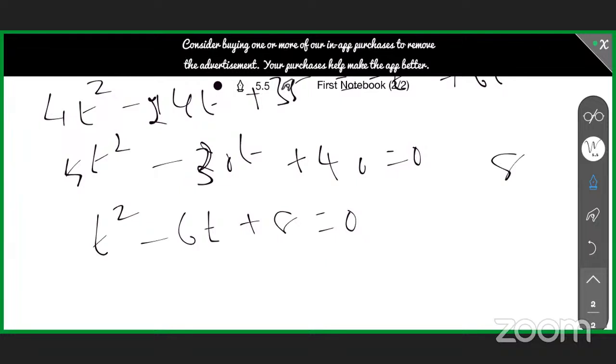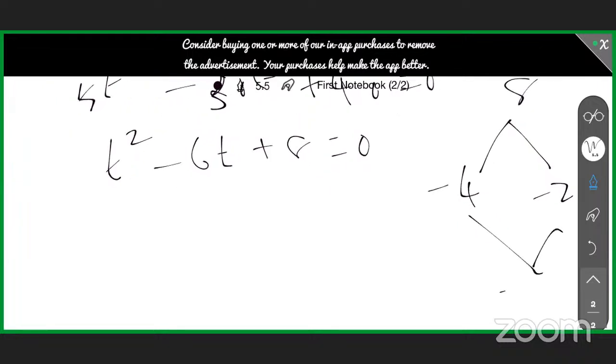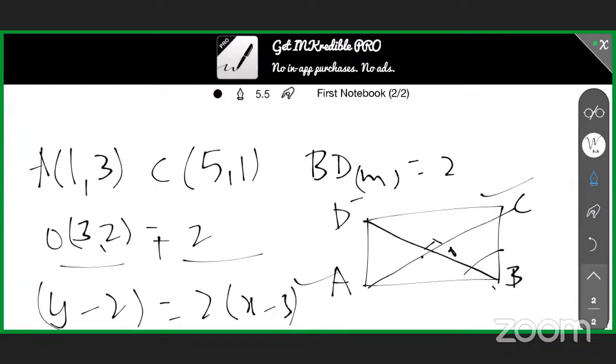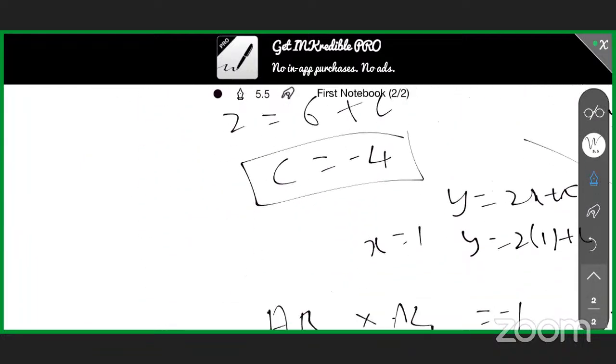So that will be equal to 4 twos are 8. Minus 4 plus 2, sir? Not minus 4 plus 2, minus 4 minus 2. Minus and minus, plus. 4 twos are 8. Yes, sir. Minus 2 minus, if you add it, minus 4 minus 2 is equal to minus 6. It is equal to (t minus 4) into (t minus 2).